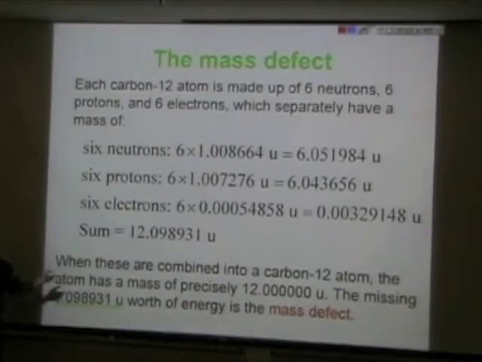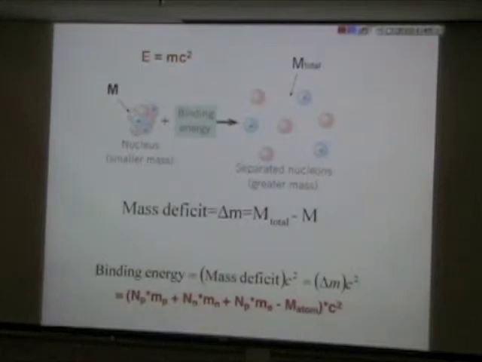Why? Well, the law of conservation of energy says that this is supposed to be equal to the amount of energy we have to spend to take apart that nucleus, or the amount of energy which binds particles together. So this energy has a name: binding energy. And to calculate the binding energy, that's all we have to do.